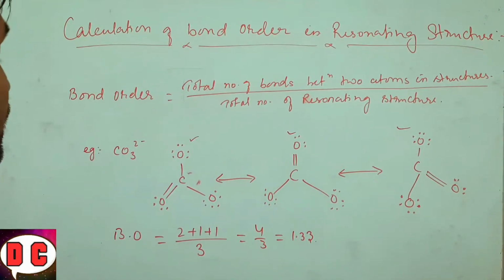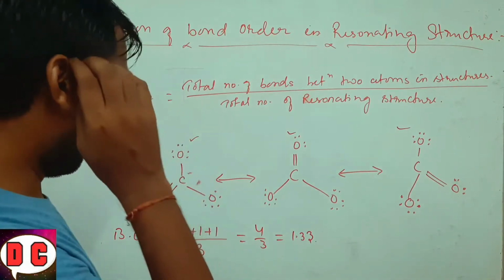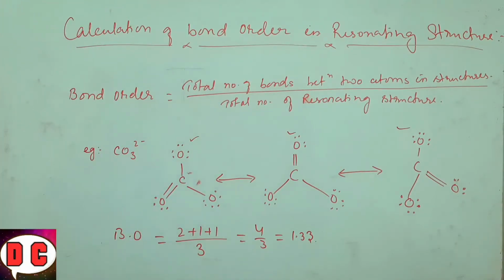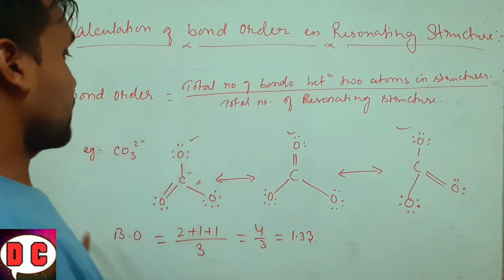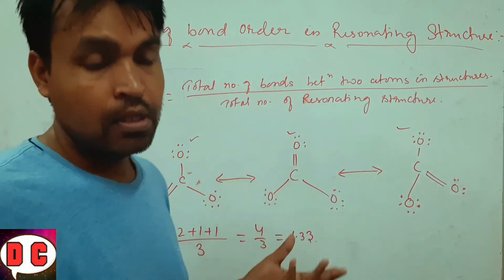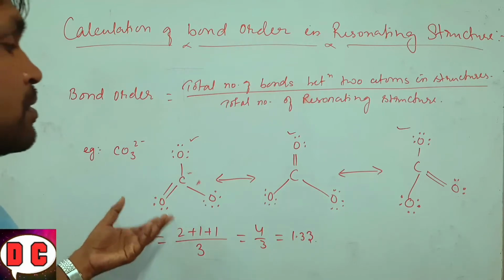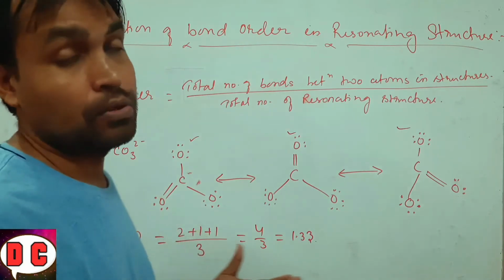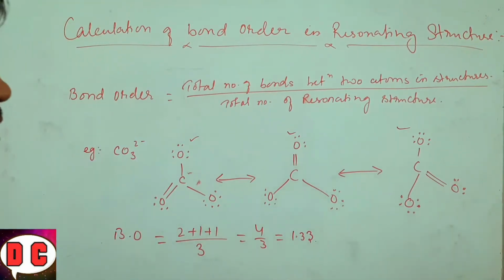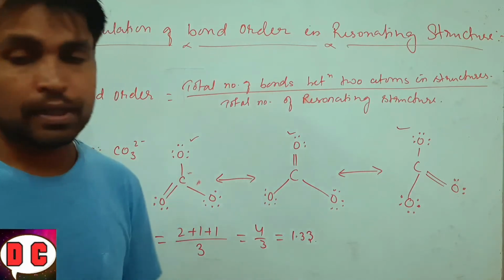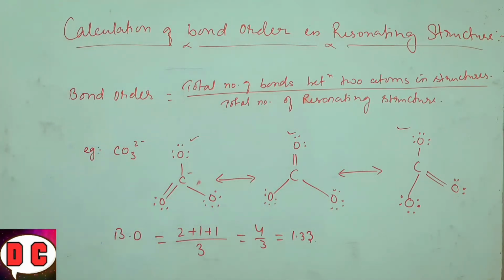So this is how we calculate the bond order of resonating structures. This concept is very important. Try to learn some more on these concepts. Take some more examples of resonating structures and try to find out their bond order. So you can take it down, then we shall switch to the next topic.